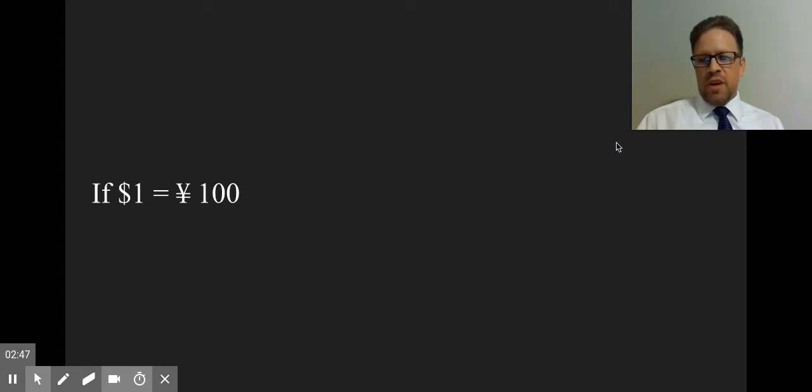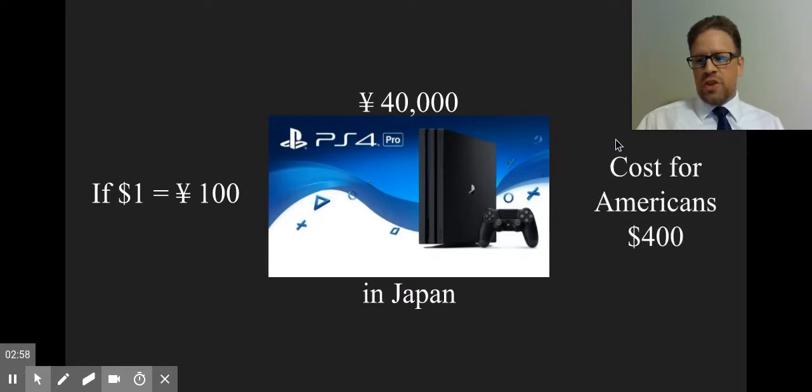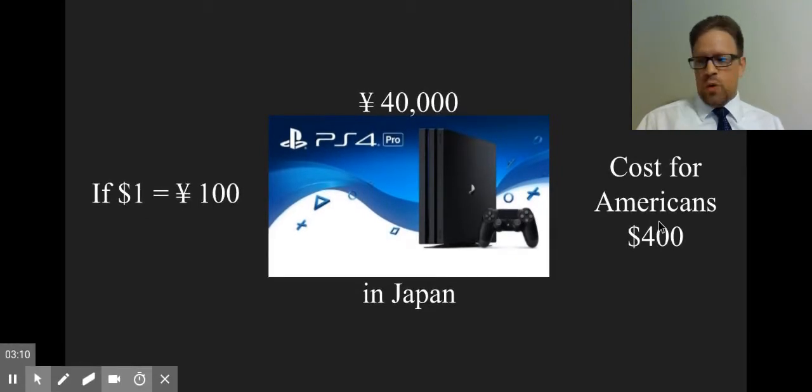So if the American dollar equaled 100 Japanese yen, then a Sony PlayStation 4 that cost 40,000 yen would actually cost $400 American. How do you calculate that? Well, 40,000 divided by 100, which is how many yen you can get for $1. So when you do that, you get $400.